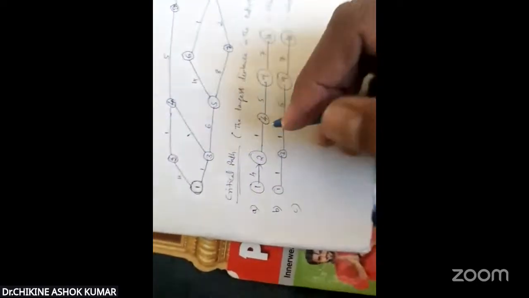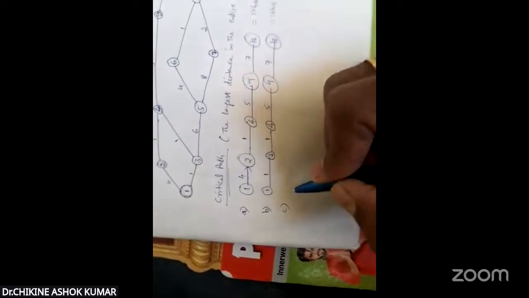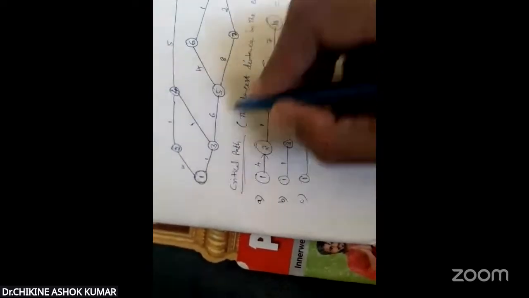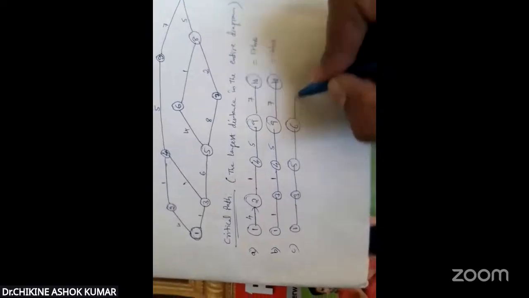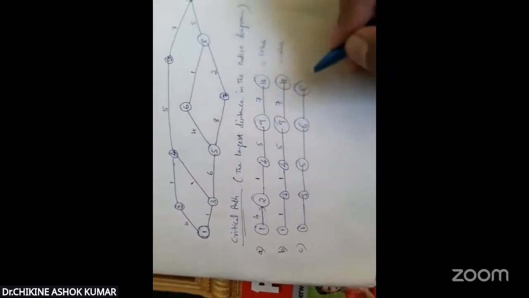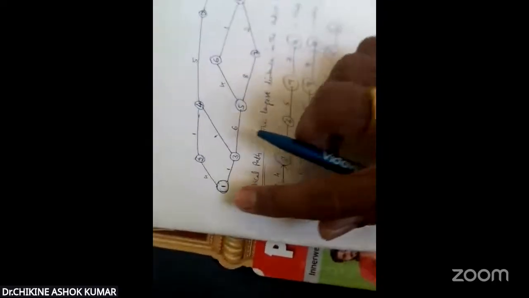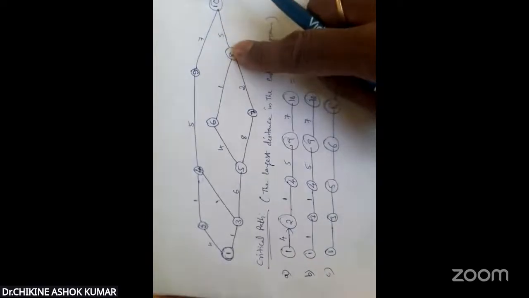Next, the third route. Again 1 to 3, 3 to 5, 5 to 6, 6 to 8, 8 to 10. This is another possible route.